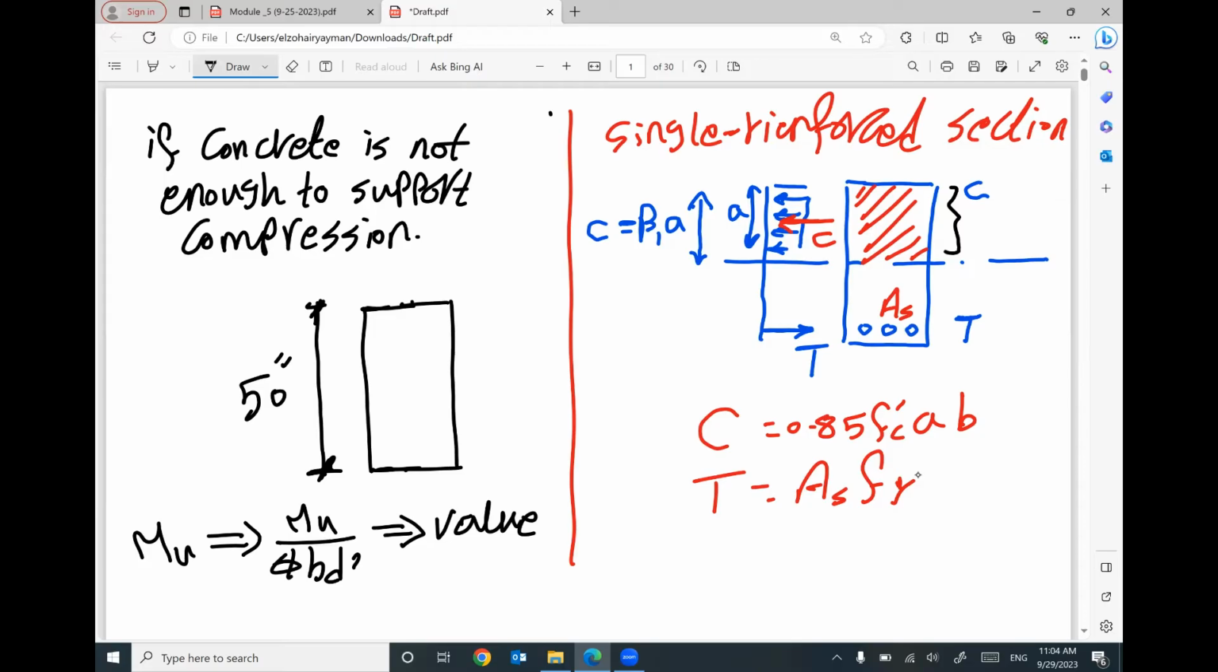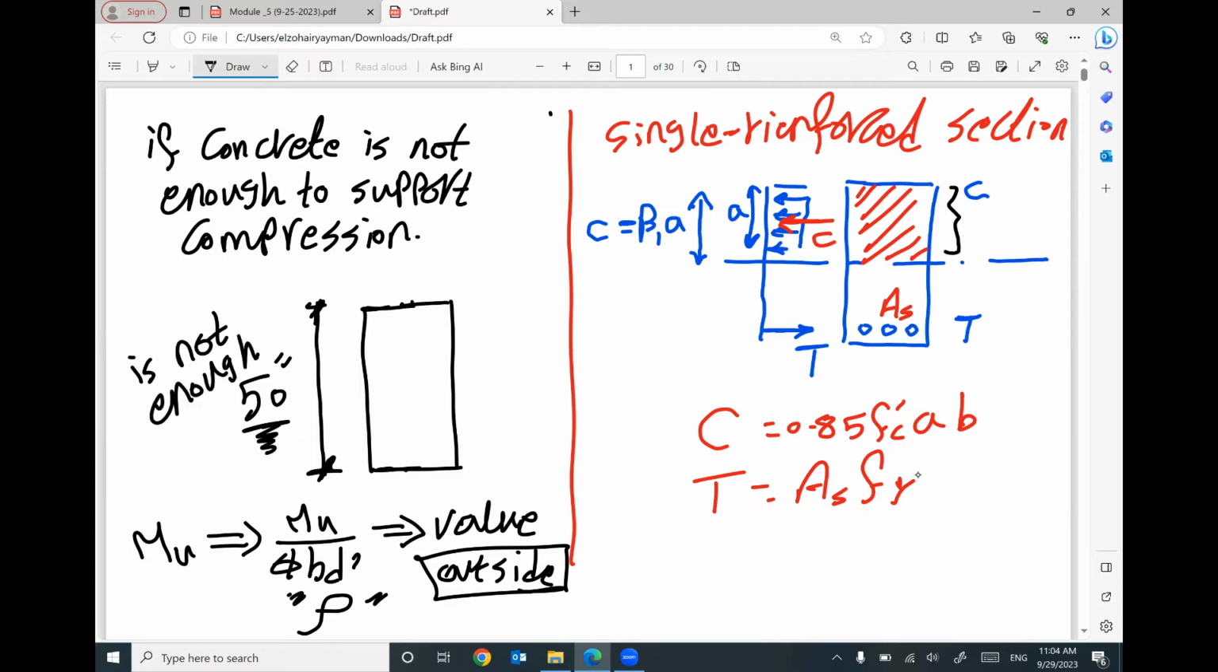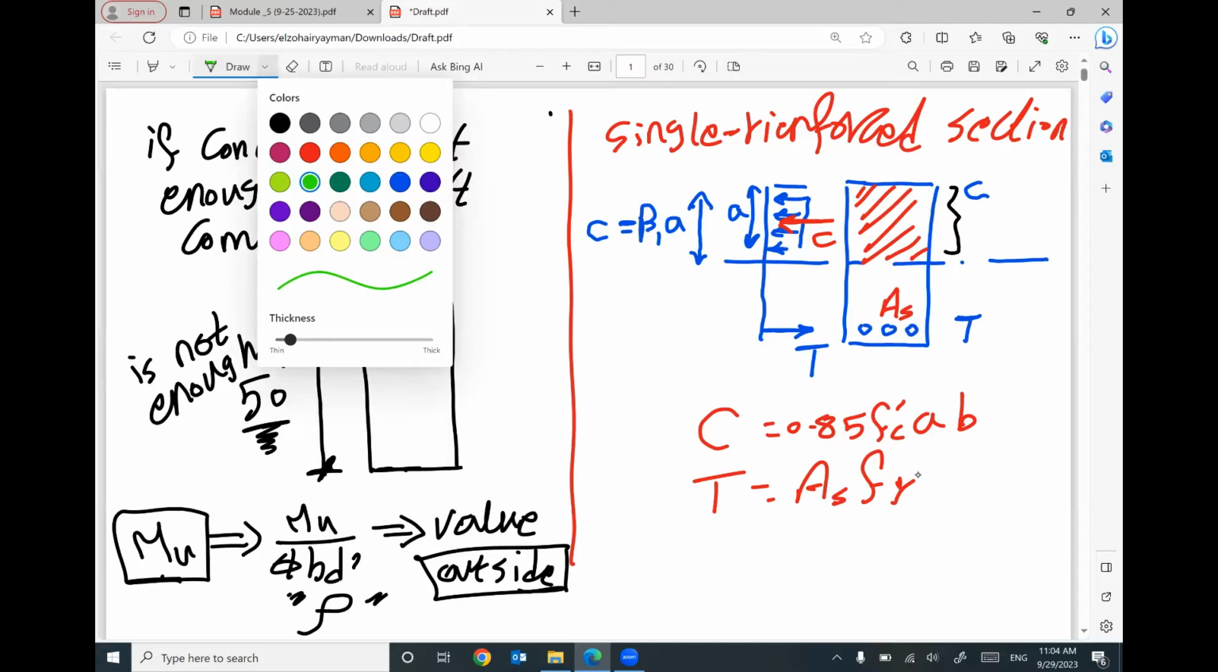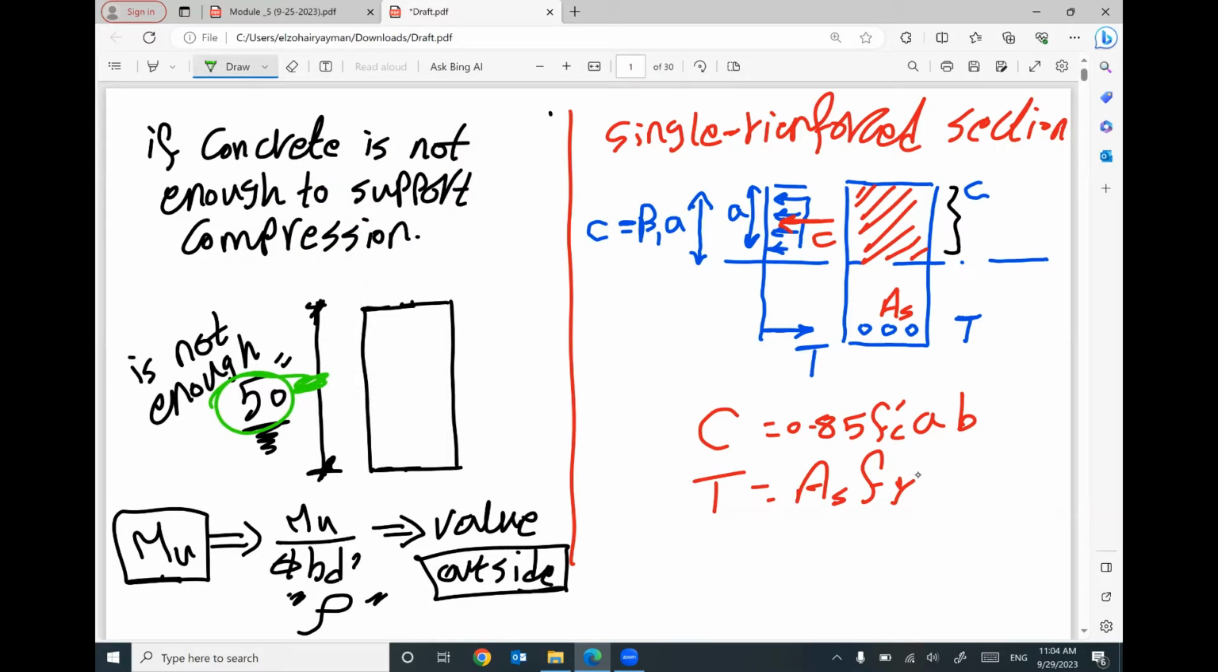Do you remember the design tables that I gave to you to find the value of rho? If your value is outside the design values for the rho and then your steel reinforcement, that means this depth of the cross section is not enough to support this M ultimate. What do you mean by not enough? I mean the concrete is not enough, because this depth 50 represents the concrete. So this concrete will not be enough to support M ultimate.